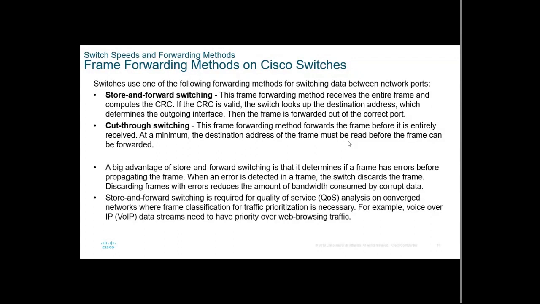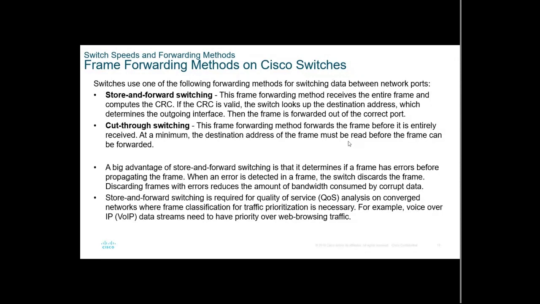So it computes the CRC, the cyclical redundancy check. Remember the error checking that we talked about? It calculates that. If it's good, as in there's no problems, then it's valid. The switch will look up the destination address, which it determines the outgoing interface. Then the frame is forwarded out of that port. I'm not sure about you guys, but if you haven't realized, it's doing a lot of work before it decides where to send it, isn't it? So if you have to think that much, it's obviously going to result in some lag, latency. So let's see the cut-through method then.